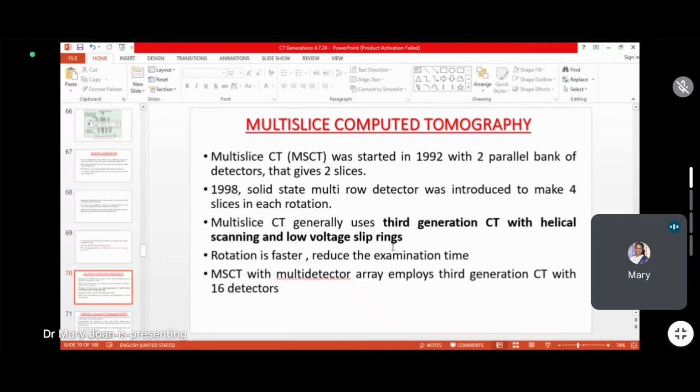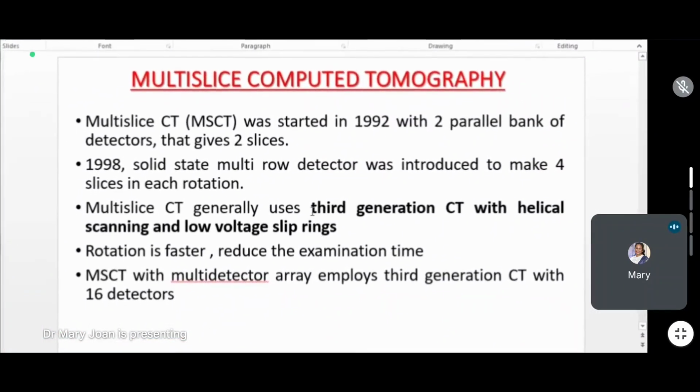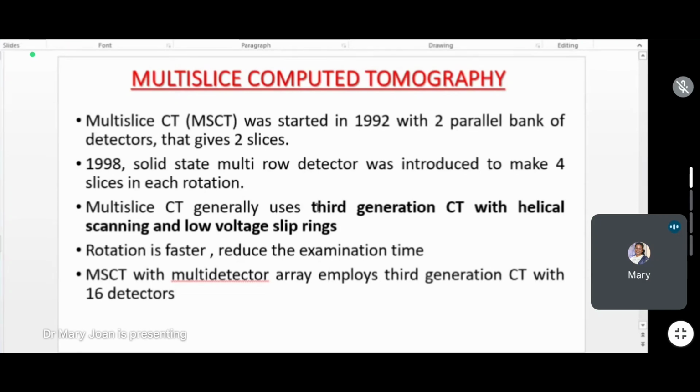Multi-slice CT was started in 1992 with two parallel banks of detectors that give two slices. In 1998, the multi-row detector was introduced to make 4 slices in each rotation. Multi-slice CT generally uses third generation CT with helical scanning and low voltage slip rings. Rotation is faster, reducing the examination time. And multi-slice CT with a multi-detector array employs third generation CT with 16 detectors.